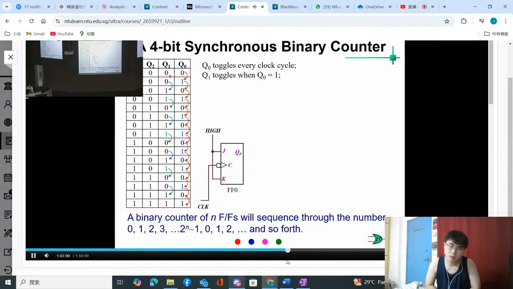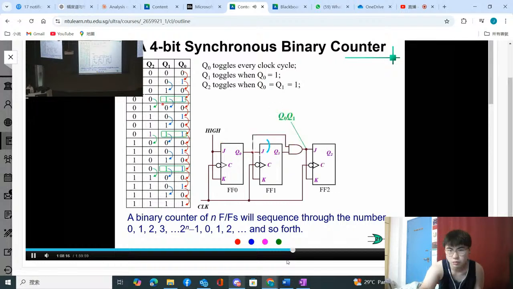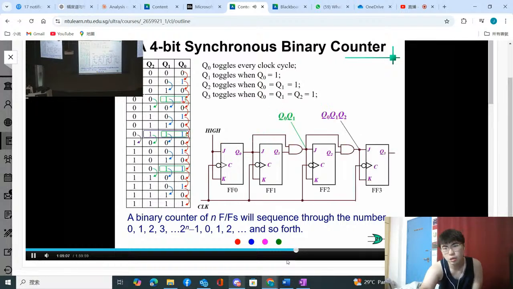So this means that Q1 will change when Q0 equals 1. You can design this way, because looking at the sequence, you can tell that. Then let's look at Q2. Q2 will only toggle when both Q1 and Q0 equal 1. Both Q0 and Q1 change from 1 to 0, correct? Here it's very hard to count. Okay, never mind, I will show you a timing diagram, that's easier to explain.